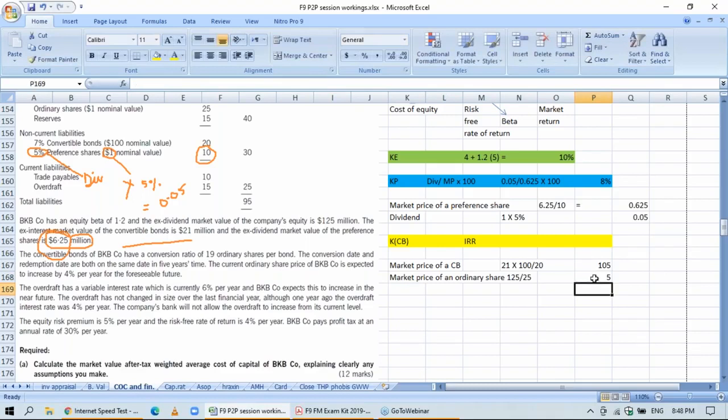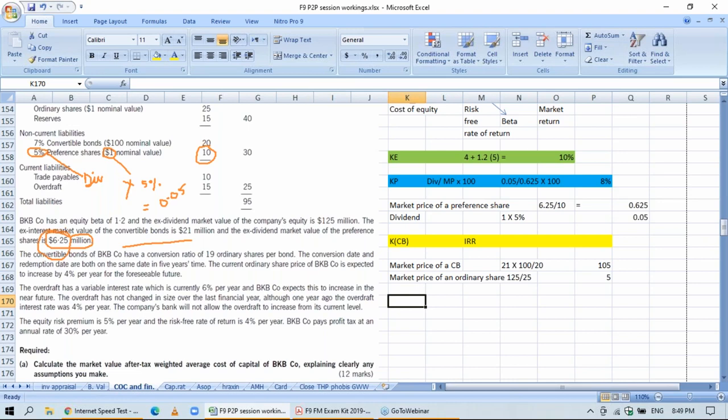Now, why have I calculated the market price of one ordinary share? The characteristic of a convertible bond is that if you invest in it right now, when its life gets over at the time of redemption, the investor is given an option to either obtain cash as repayment, or obtain shares. Now, what will the investor do? Obviously, the investor will go for profit maximization and choose the option with the highest value.